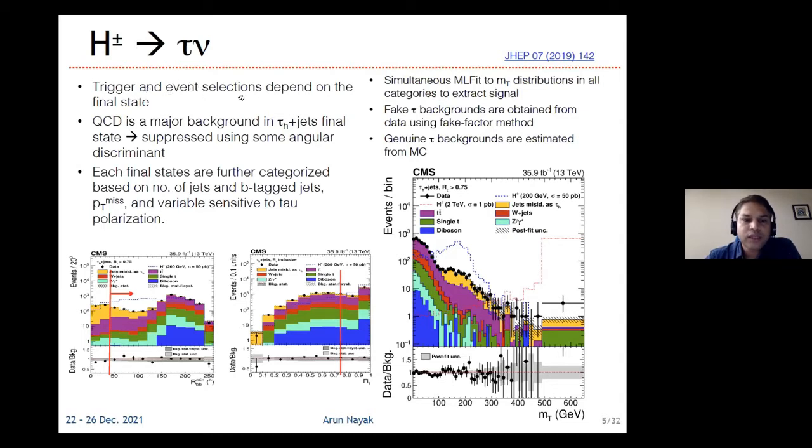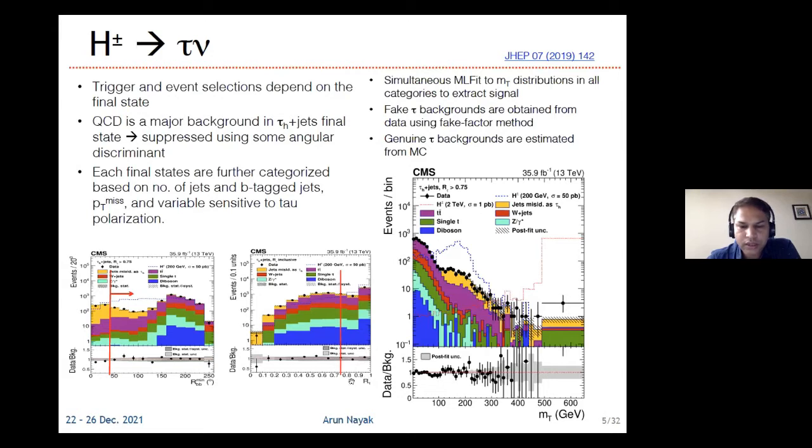And for the leptonic channels, you use lepton triggers. Particularly for the hadronic case, the QCD is a major background, and they are suppressed using some angular discriminant. For example, here you can see discriminants like delta R between the two b jets, the minimum delta R between two b jets, and also variables like tau polarization are used to suppress backgrounds.